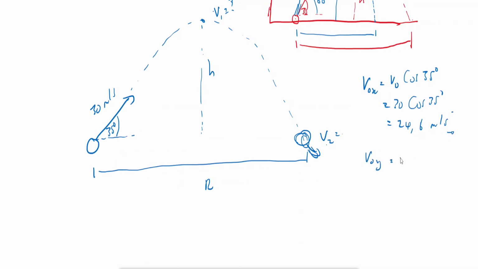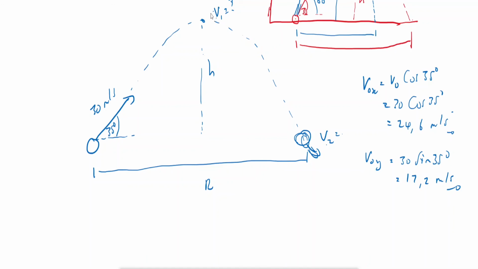V0y is going to be 30 sine of 35 degrees, and that is 17.2. I think we had some example like this. Numbers sound similar. All right, so now what we want is the velocity here, v1.